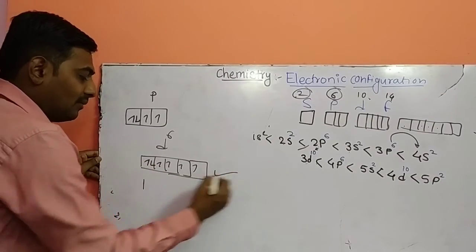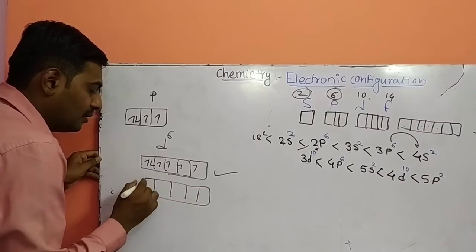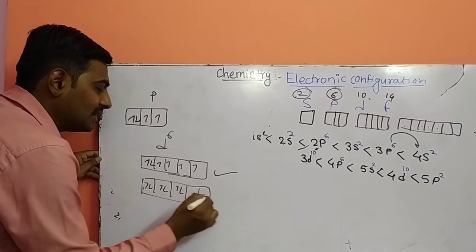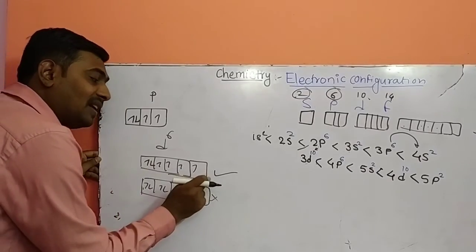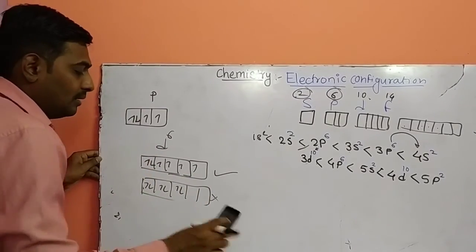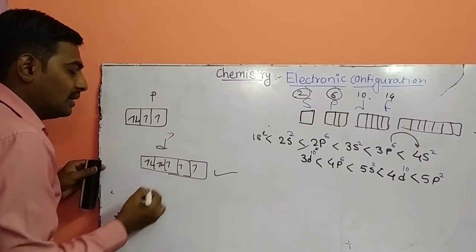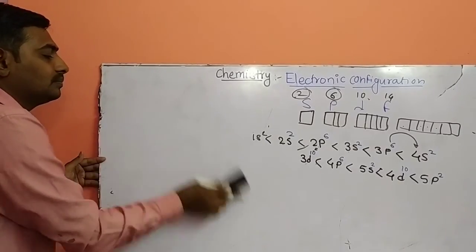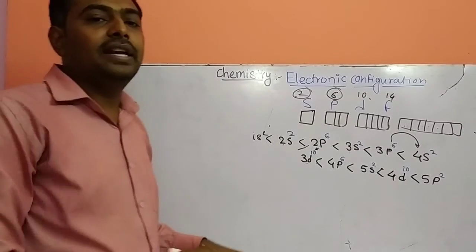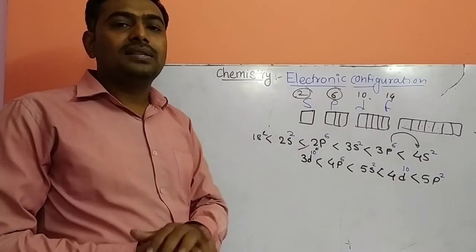This is the correct way. How will the incorrect way be? The incorrect way will be like this: 1, 2, 3, 4, 5, 6. It is incorrect because all orbitals are not half filled. When all orbitals are half filled, then we have to start pairing. D7 will be like this. So this is D7. The same applies to the f orbital system. In this way, we have studied the electronic configuration of elements. Thank you.